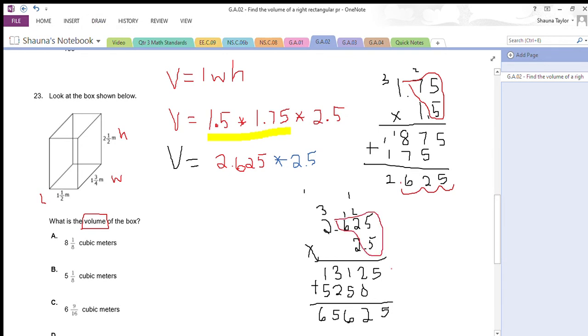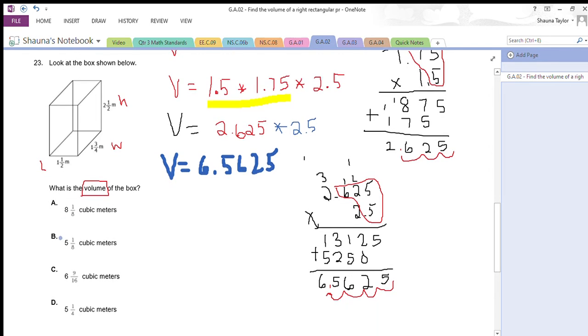So it looks like there's 1, 2, 3, 4. Start at the end. 1, 2, 3, 4. Okay, so here's my answer, 6.5625. So let me write that a little bit bigger over here for you guys to all see. Let me get this blue color. So I'm going to write it over here. So volume equals 6.5625.